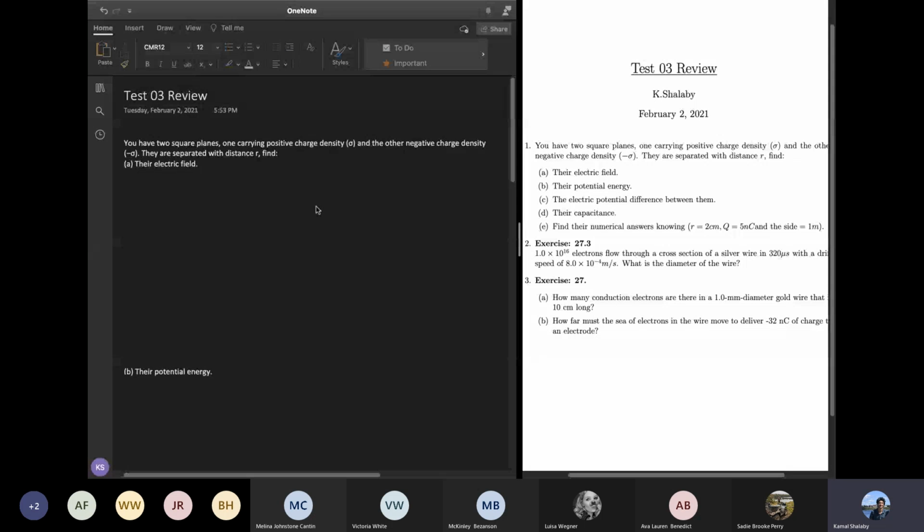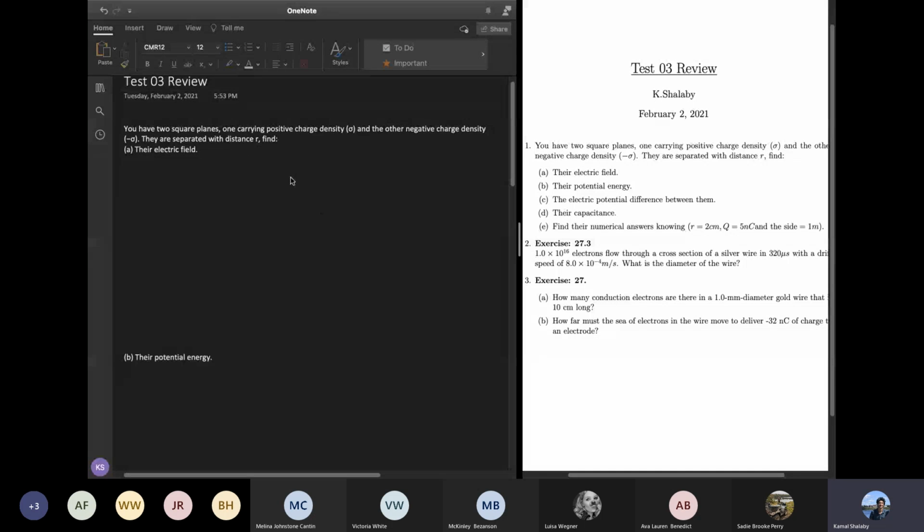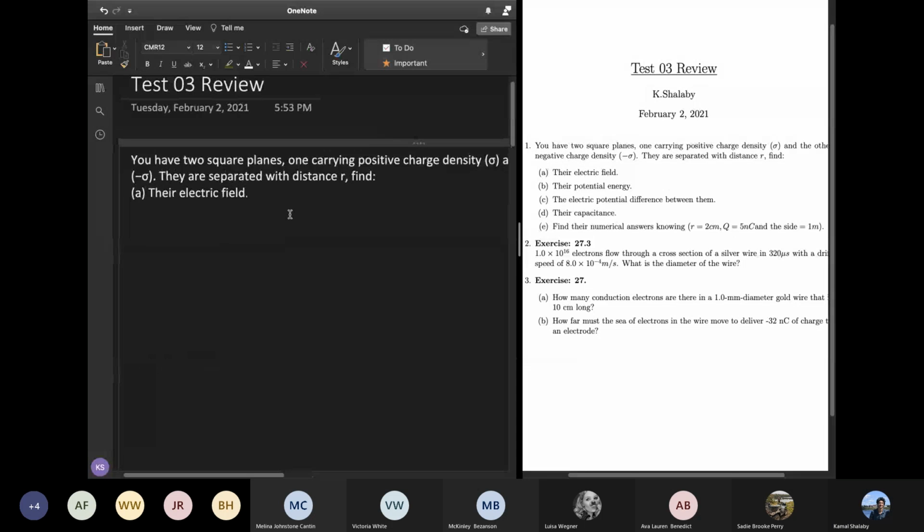Okay, so you have two squared planes, one carrying positive charge, density of sigma, and the other is negative charge density of negative sigma. They're separated with distance r. Find their electric field. Okay, so let's start with drawing them first.